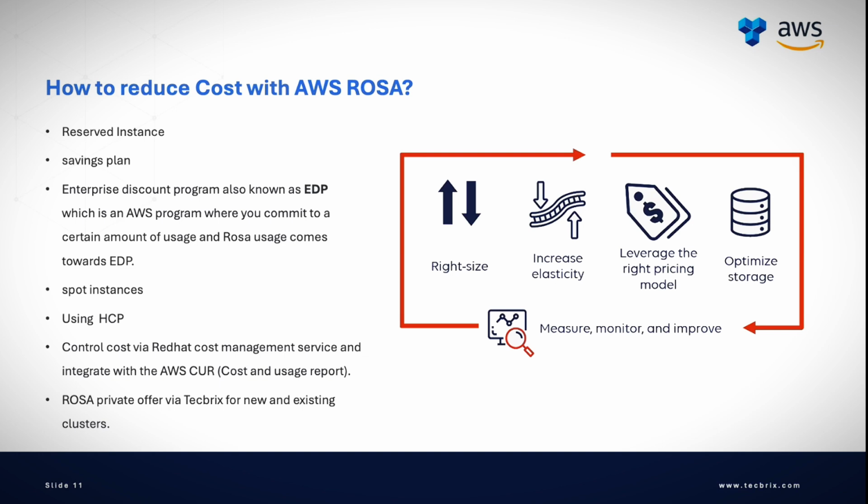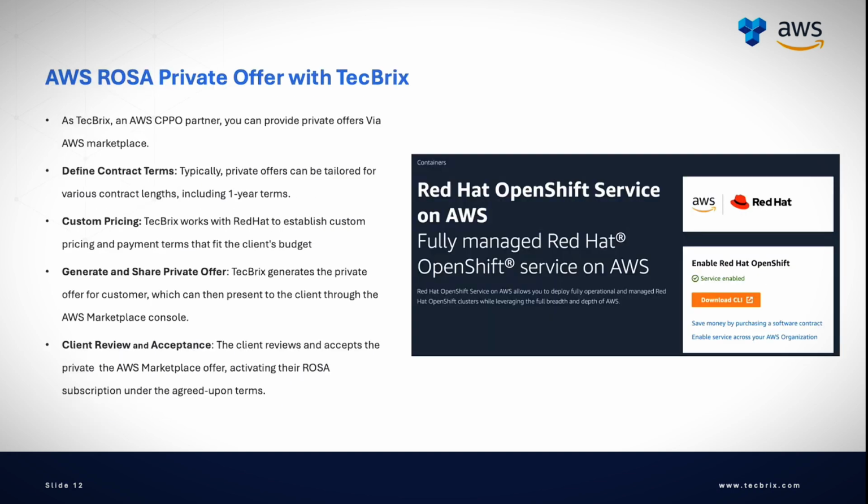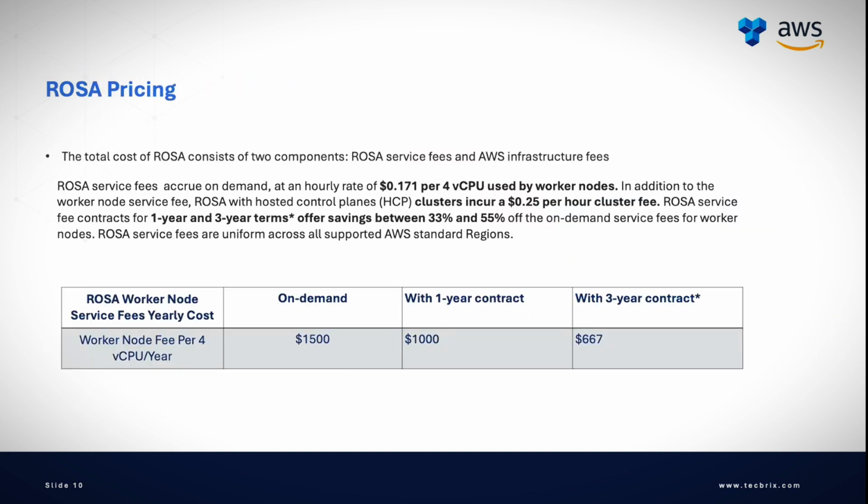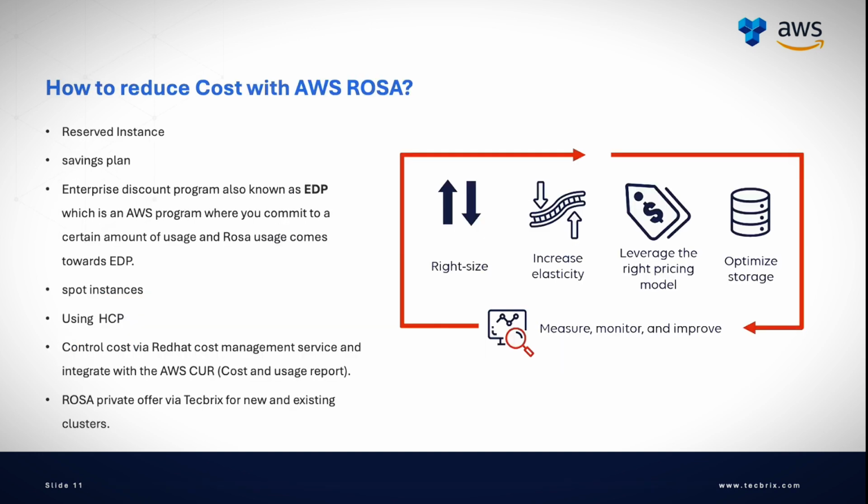First is the reserved instance. In case you can plan the reserved instance, it's from 33% to 55%, as you can see in my last slide. Second is the savings plan. You make a commitment with AWS, a yearly commitment for 1 year or 3 years, and based on your commitment, you can also get nice discounts from AWS.